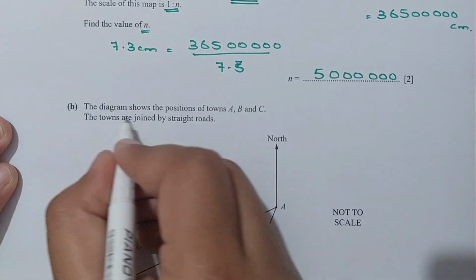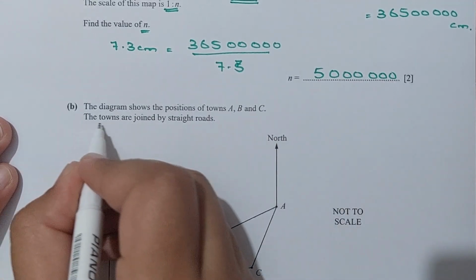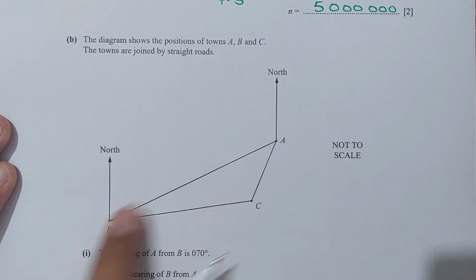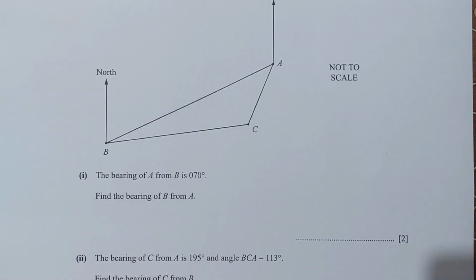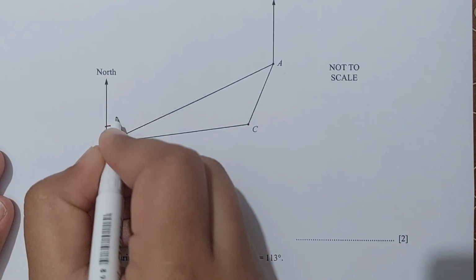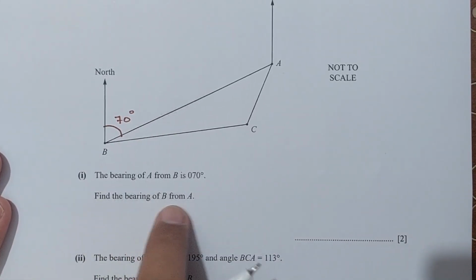Now for part B, the diagram shows the position of town A, B and C. The towns are joined by a straight road. These are the towns A, B and C. These are the straight roads. Part 1, the bearing of A from B is 70 degrees. The bearing of A from B means this would be 70 degrees. Find the bearing of B from A.